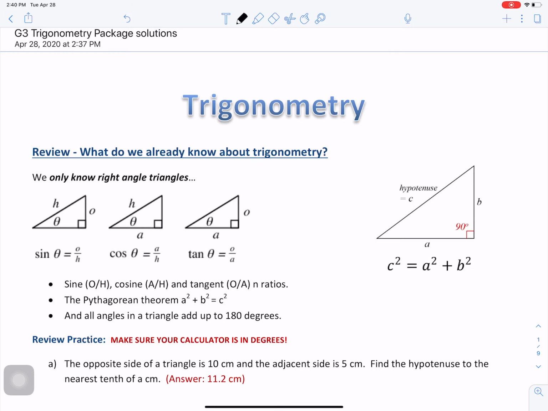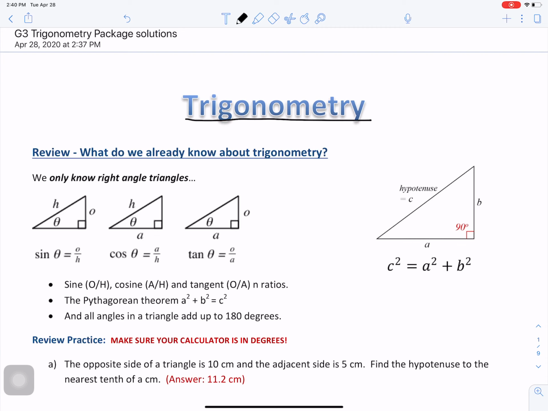So we're going to move into our next unit, which is trigonometry, and we're going to break this up into three parts. One will be review, where we're doing right angle trig, where we have a 90-degree angle, and we're solving using either the Pythagorean theorem or our SOHCAHTOA, which I'll explain to you in a moment.